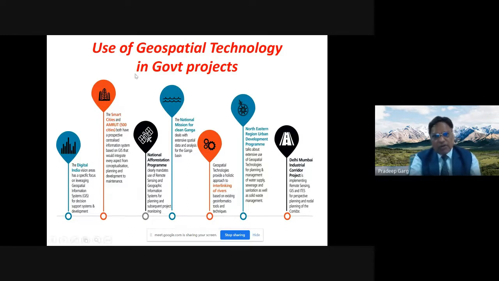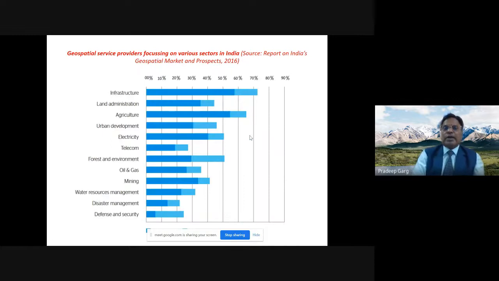Whether we are talking of the National Mission for Clean Ganga, Afforestation Program, or Northeast Regional Urban Development Program. So we take any government project nowadays. This geospatial technology is providing a lot of data to us in planning and execution, and even afterwards, in post-construction monitoring.